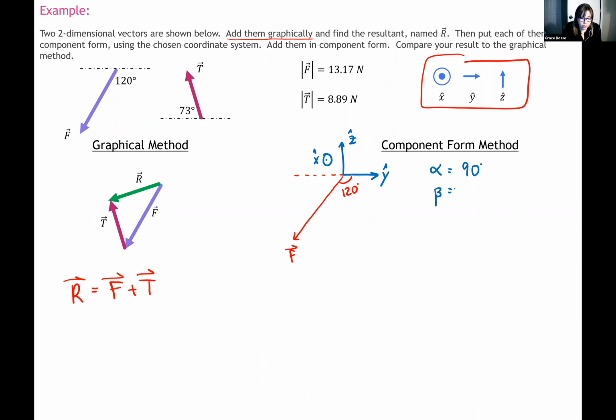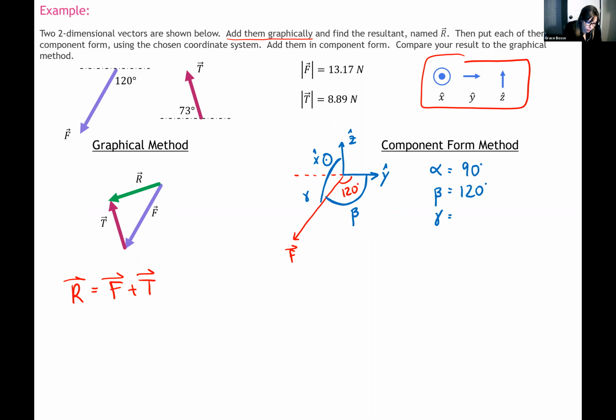Beta is the angle between vector f and the y hat unit vector. So this angle here is angle beta, and it is conveniently already labeled for us. That is 120 degrees. And gamma is the angle between our vector f and the z hat unit vector. I would say this one here is angle gamma. I typically choose the smallest angle between those two vectors, so that's why I went in the counterclockwise direction here. I just choose the smallest of the angles between z hat and f.